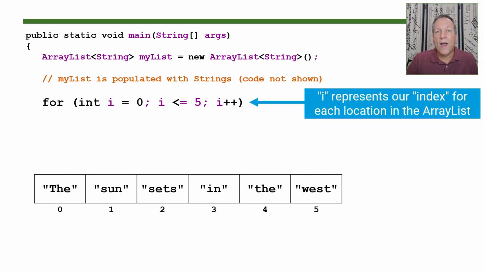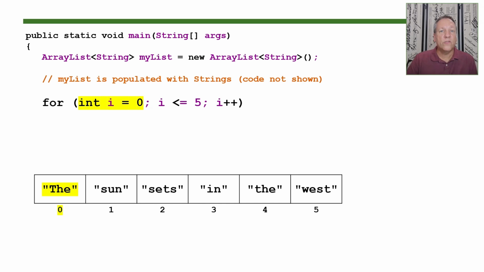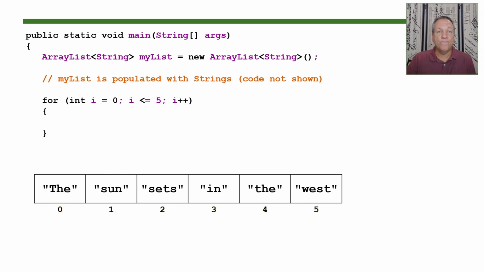Now in this loop, i represents our index for each location in the ArrayList. We're going to start a traversal by declaring and initializing i to 0 because that's the first index in our ArrayList. Our loop is going to go up to and include 5 because 5 is the index of the last element in our ArrayList. And we're going to increment our loop by 1 each time using i++ because the indices of our ArrayList increment by 1 as well.